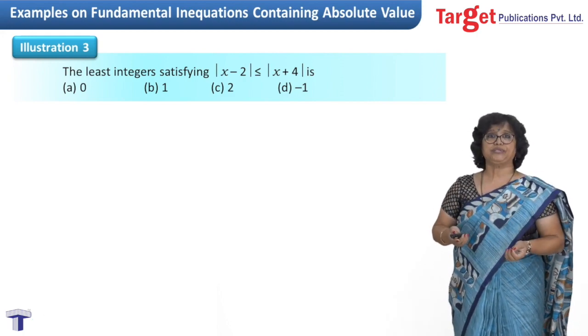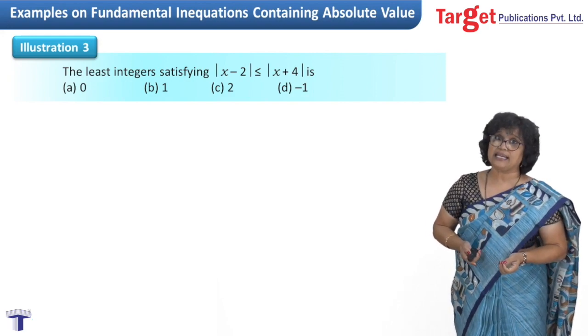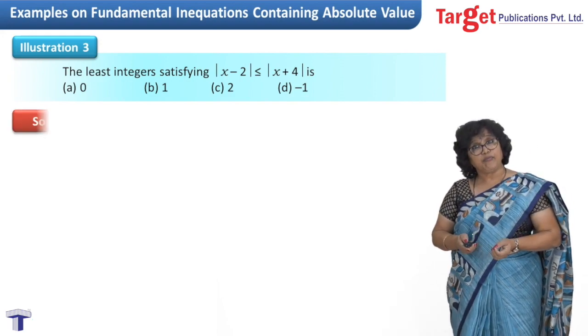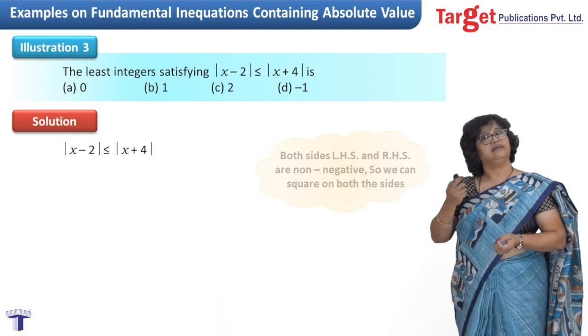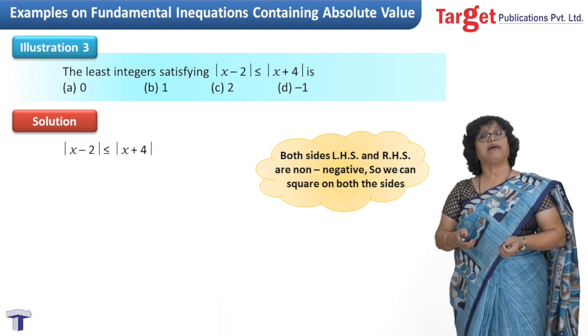We had squared on both sides. And can we square in this case? Yes, we can square. Why? Because both the sides are positive. So what I do, I start squaring on both sides and see what happens.